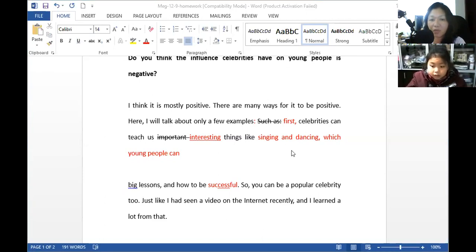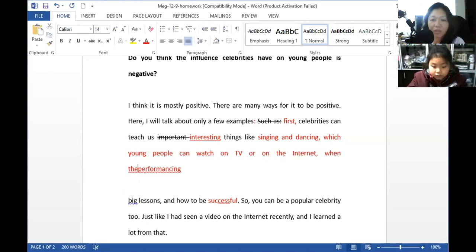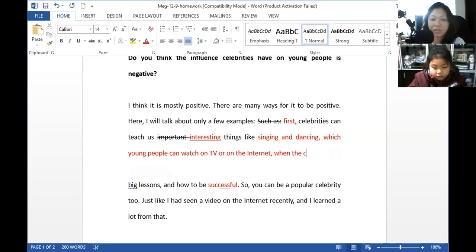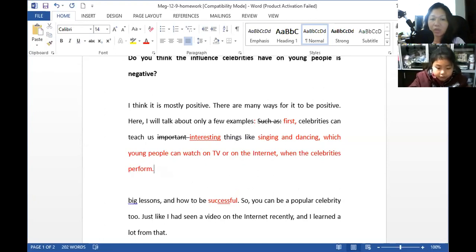Okay, not performancing. Performancing is not a verb. What is the correct verb? You said performancing. It's not exactly correct. What is the right verb? Performing. Yes, performing. Good. Which young people can watch on TV, right? Or on the internet when the celebrities perform. Okay, who are they? When the celebrities perform. Yes. All right, what do you think about this sentence?